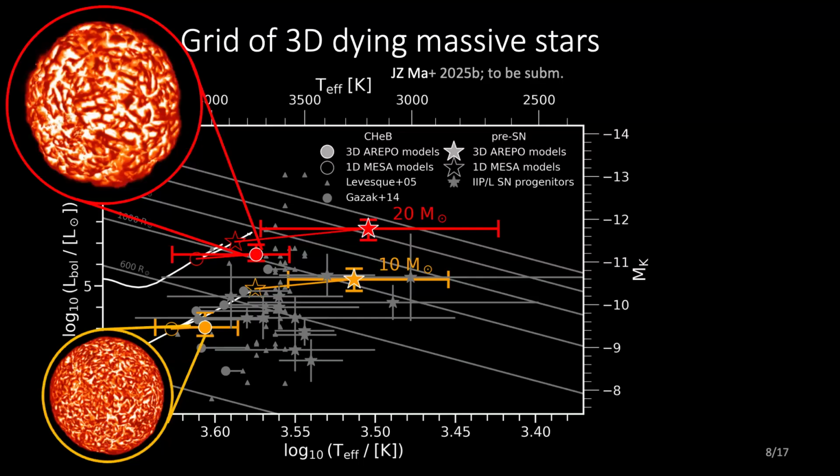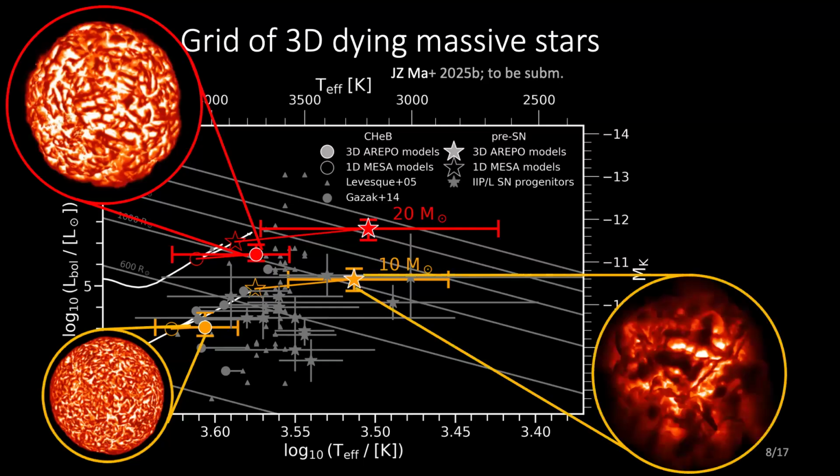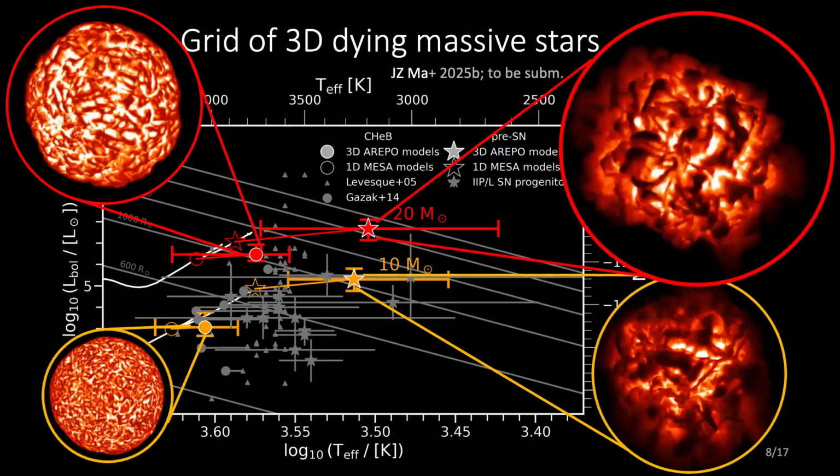And you can see for these 2 simulations, they basically look like a scaled up version of our sun. They have a convective envelope, so that is why you see the convective cells on the surface. But if you look at these 2 stars, which only have about several hundred years before they blow up as a supernova, they actually look quite different.